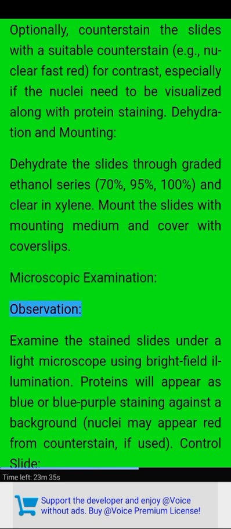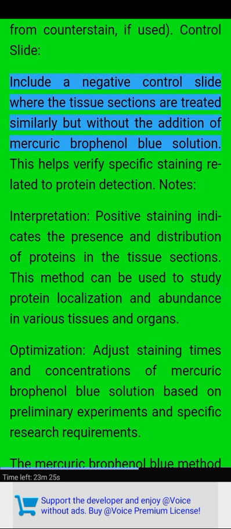Microscopic examination. Observation. Examine the stained slides under a light microscope using bright field illumination. Proteins will appear as blue or blue-purple staining against a background. Nuclei may appear red from counterstain, if used. Control slide. Include a negative control slide where the tissue sections are treated similarly but without the addition of mercuric bromophenol blue solution. This helps verify specific staining related to protein detection.